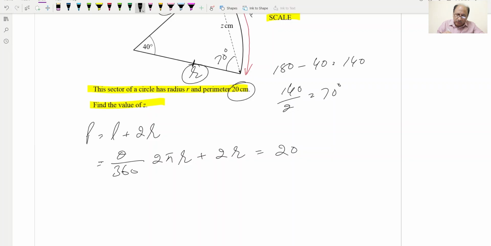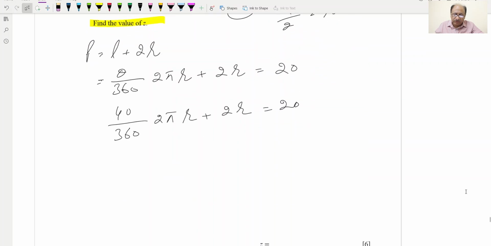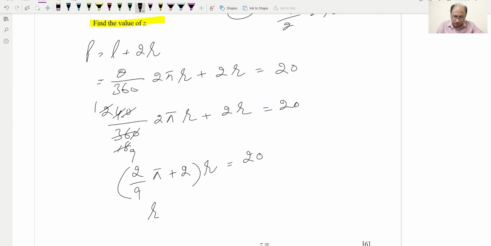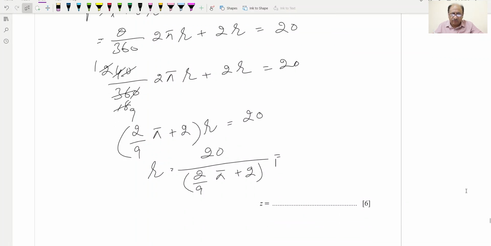This is given as 20. So we can write 40 over 360 because the angle is 40. So 40 over 360 times 2 pi r plus 2 r is equal to 20. Now we can take r common from these two. First we will cancel the zeros. 2 4s are 8 and 2 18s are 36, so it will be 1 by 9, and when multiplied by 2, it will be 2 by 9 pi plus 2, and r is taken common and this is equal to 20. So r will be equal to 20 divided by 2 by 9 pi plus 2, which we can find.